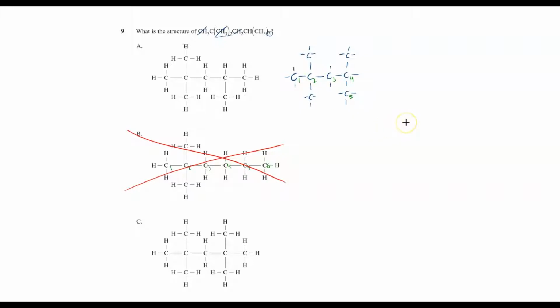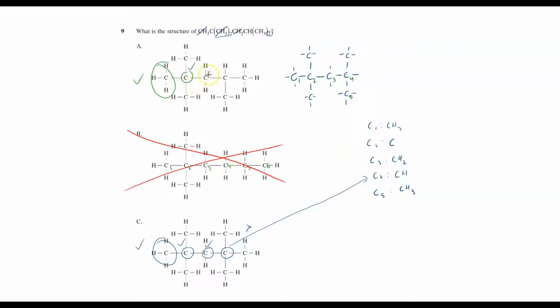But let's write out each carbon with the number of hydrogens attached based on our drawing. C1 has 3 hydrogens, C2 has no hydrogens, C3 has 2 hydrogens, C4 has 1 hydrogen, and C5 has 3 hydrogens. We can see on option C that it follows this pattern up to carbon 4, which has no hydrogens attached, whereas our drawing has 1. Therefore, option A is the answer, as it matches up exactly.